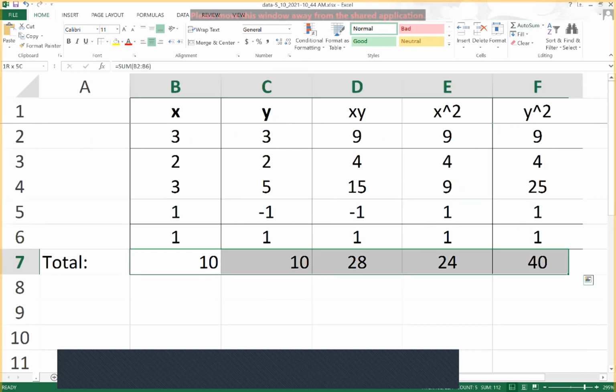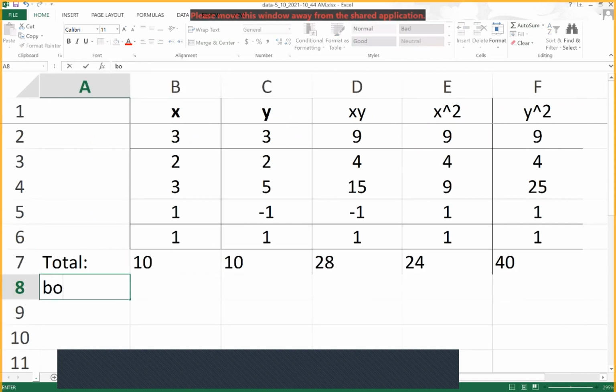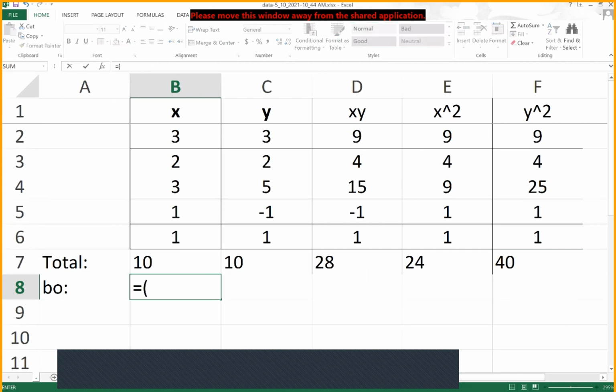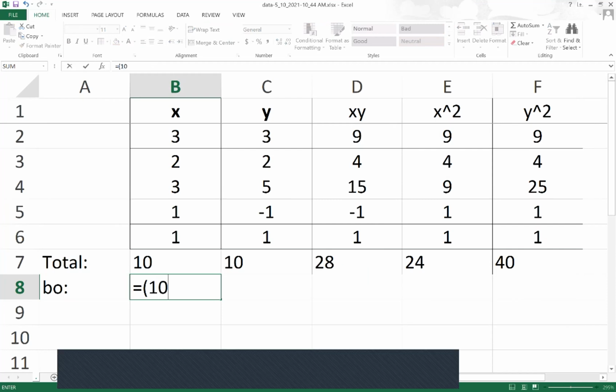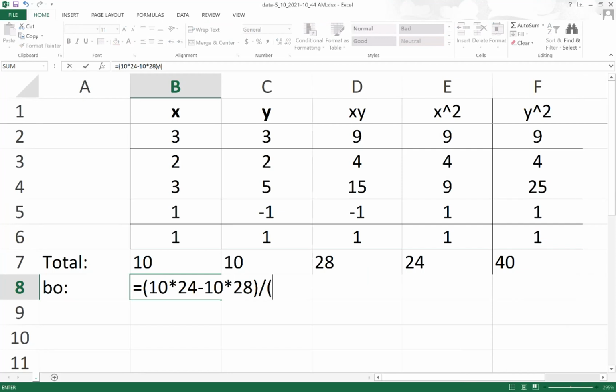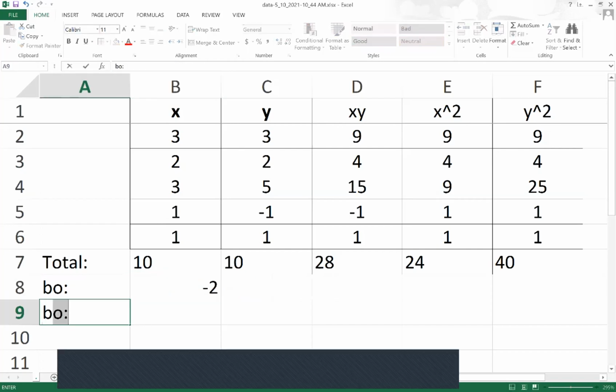Now let's calculate the B0, B1 first. So B0 is the total of Y, which is 10, times total of X square, which is 24, minus total of X, which is 10, times total of XY, which is 28, dividing by sample size, in this case 5, times total of X squared 24 minus total of X 10 squared. And we get B0 is -2.